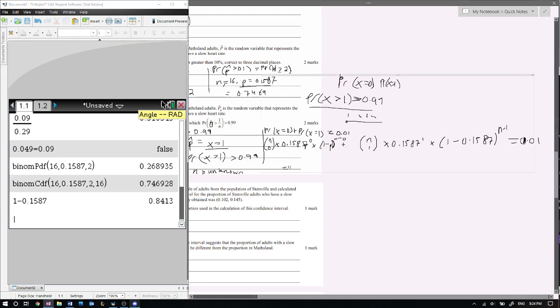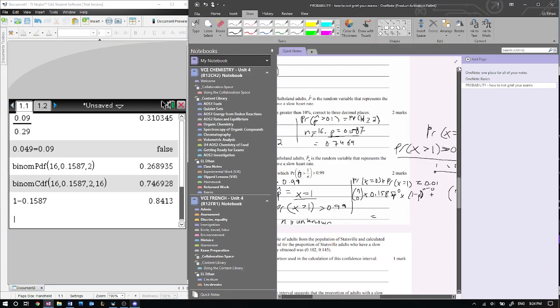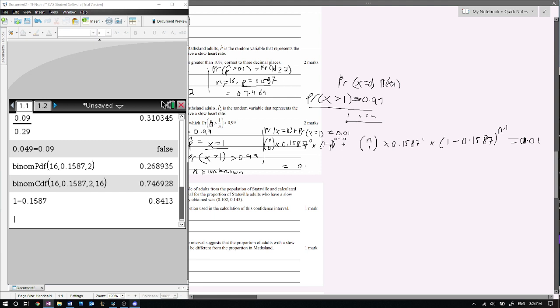I need to get my pen back. So that is 0.8413 to the n plus, so this is asking how many ways can we take 1 from n, so n times 0.1587 times 0.8413 to the n minus 1 is equal to 0.01. Okay. And then we would solve for this on the calculator.